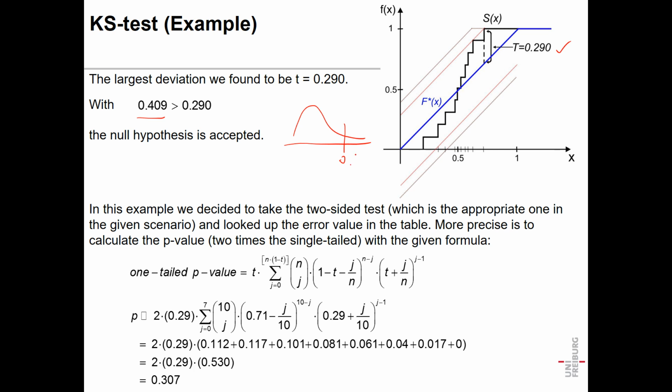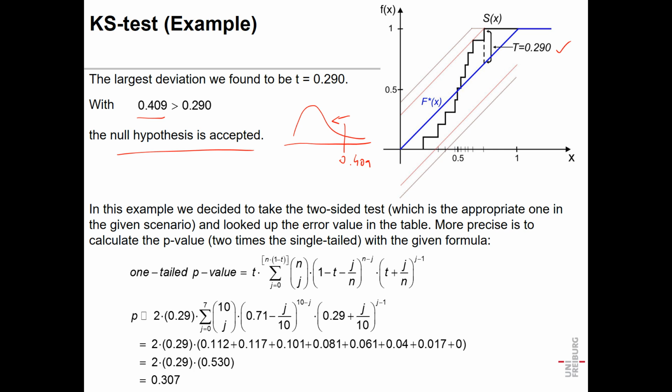This is 0.409. To the left, you don't reject the null hypothesis. To the right, you reject it. We are to the left, so the null hypothesis is accepted, and we can say that at least by this test, the distribution that we have and the theoretical one are equal.